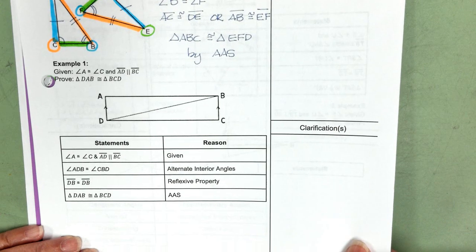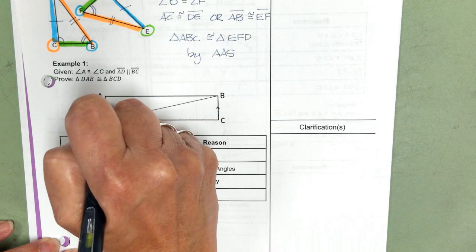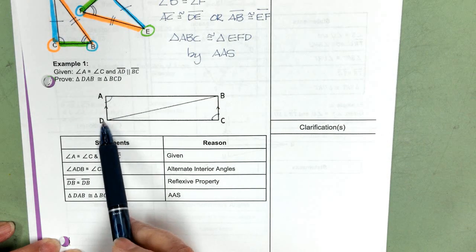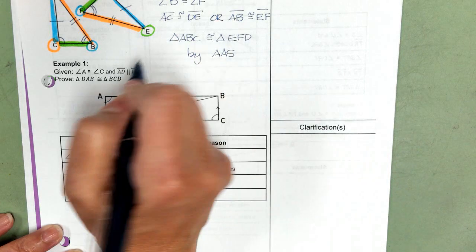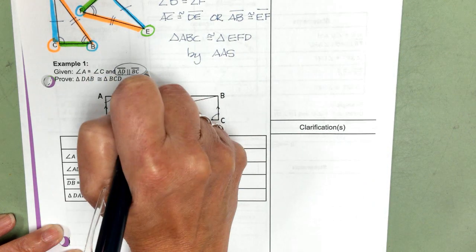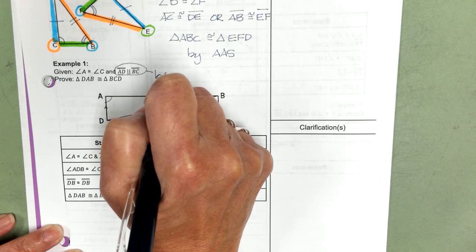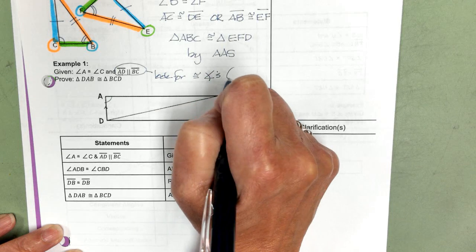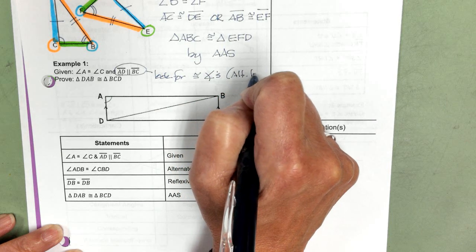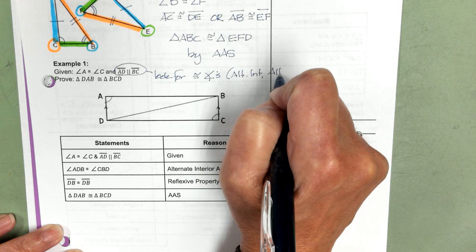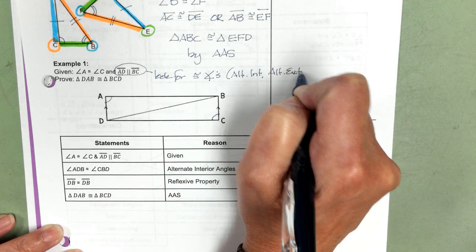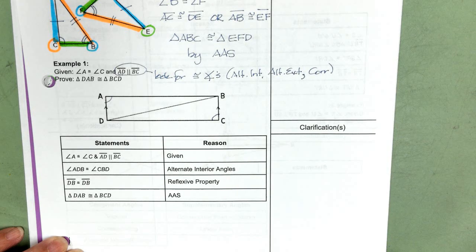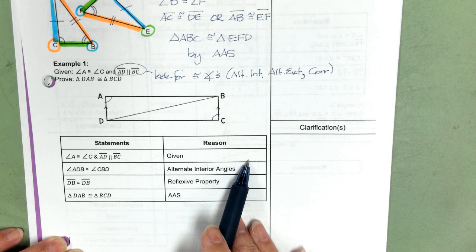All right, so example 1, we are given that angle A is congruent to angle C and AD is parallel to BC. So again, if you have parallel sides, look for congruent angles. Your choices: alternate interior, alternate exterior, or corresponding. Okay. So this is what we're given.